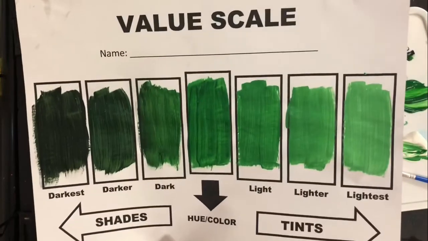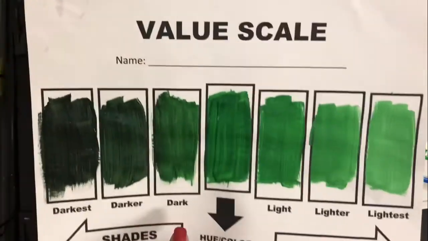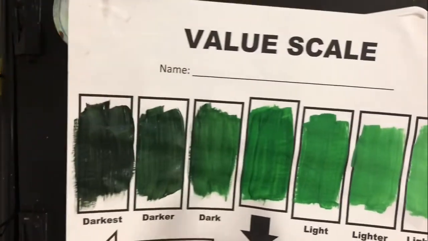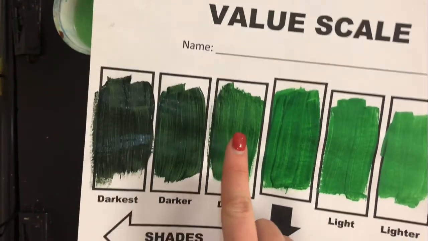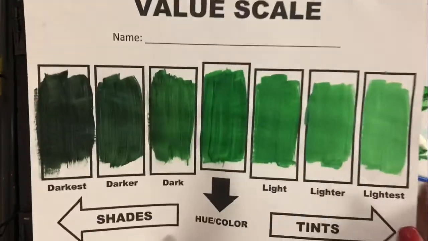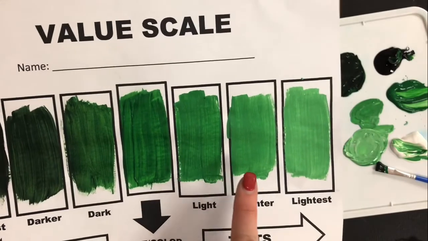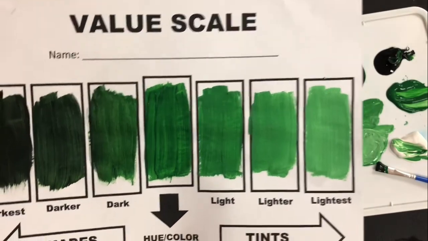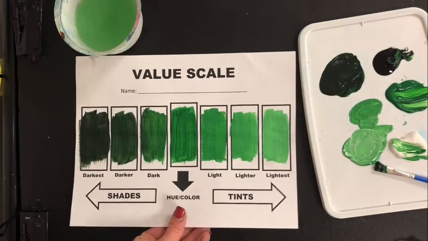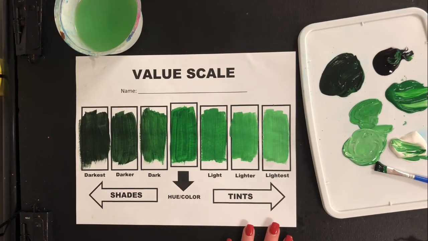This is our value scale showing us our range of dark to light. We have tints on our light side, shades on our dark side. And we have mixed up our shades by putting a little bit of black, a little bit more black, and a little bit more black. On the lighter side, we started mixing those by putting a little white, a little more white, and a little more white. I would love to see you guys completing your value scale and sending me a picture so I can see how you did mixing up your values.